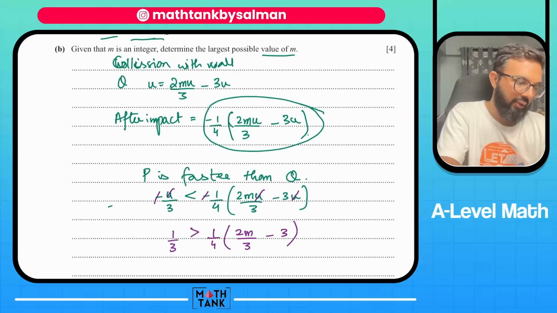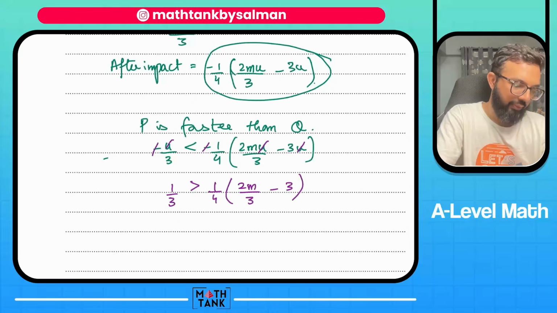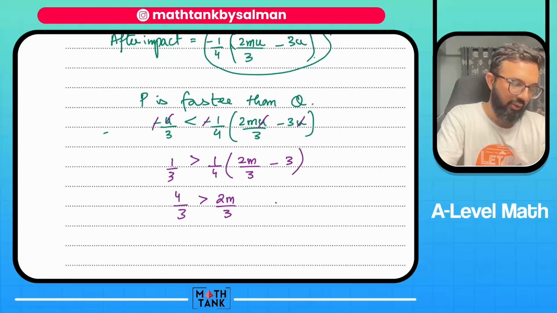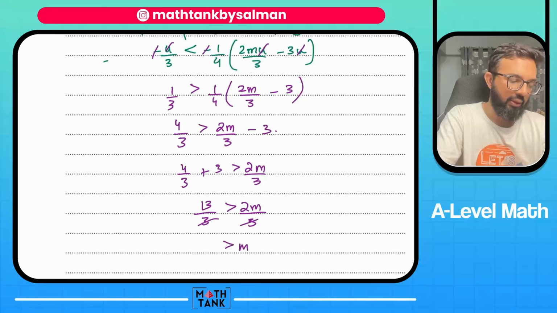What is it asking you? Determine the largest possible value of m. Okay, so 4 over 3 minus 3, so 4 over 3 plus 3. 4 over 3 plus 3 is 9 plus 4 is 13 over 3, which is greater than 2m over 3. So m has to be less than 6.5.